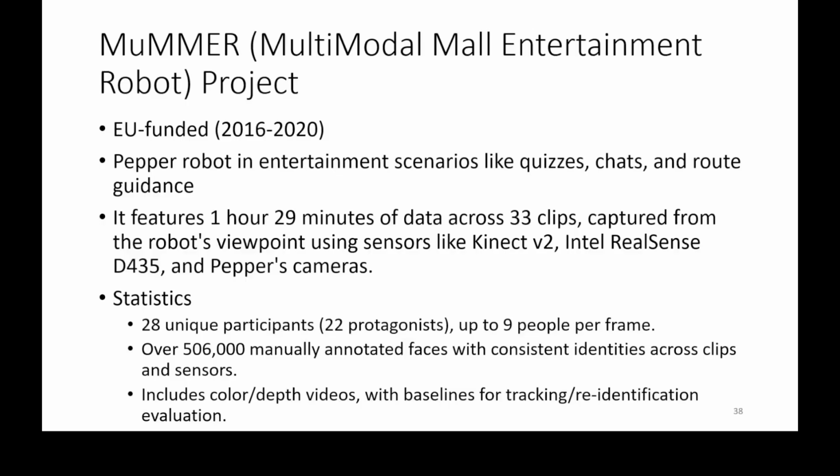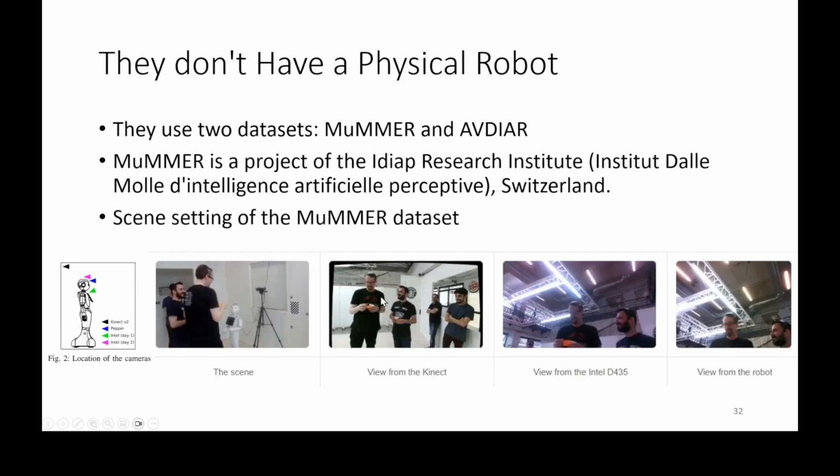Okay, so let's go back to the paper, and let me show you what the MUMER project is. They want to develop a robot that can work in an entertainment scenario, just like chatting with customers in a hotel, in a shopping mall, or in a restaurant. So they created the MUMER dataset. The dataset contains 33 video clips, and you can see this is just an example.